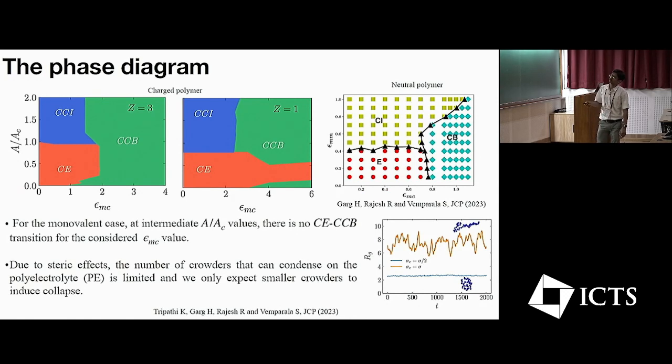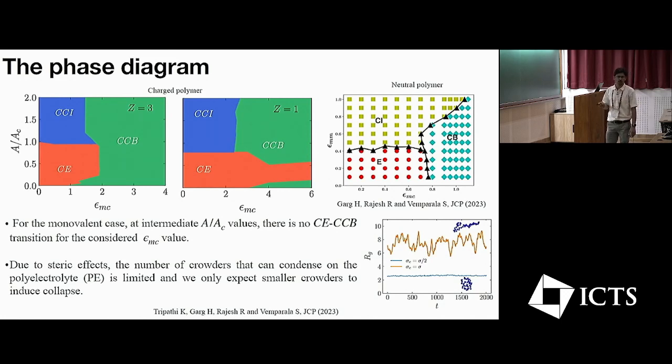It was the same as we got for the neutral polymer, which we did earlier in 2023. And what was fascinating was that for Z equal to 1, there is a strip here for high values of epsilon MC, that means high attraction between the monomer and the crowder, where we do not see any bridging-induced collapse at intermediate values of A. And the reason was steric hindrance. What is happening is that the neutral crowder has to replace the counter ion in order to collapse the system.